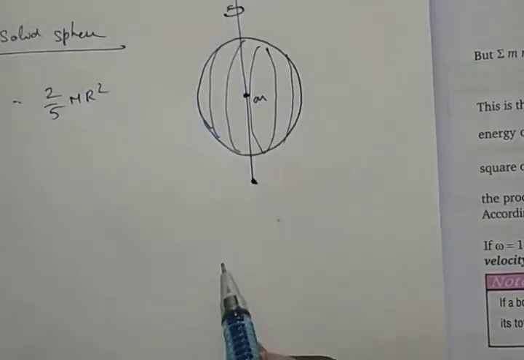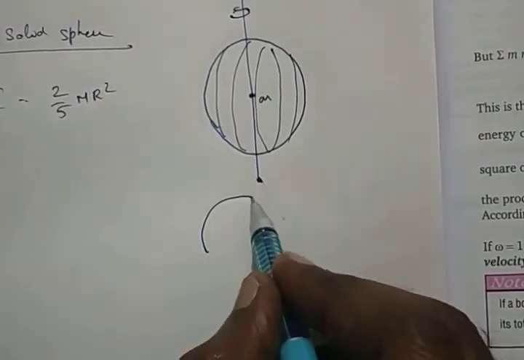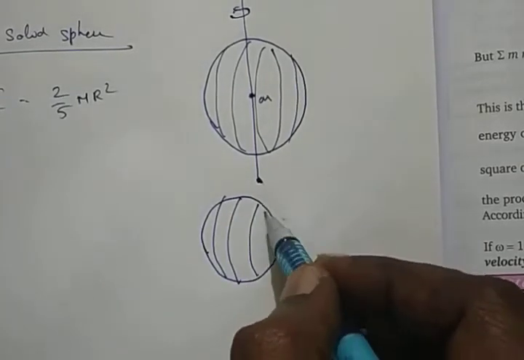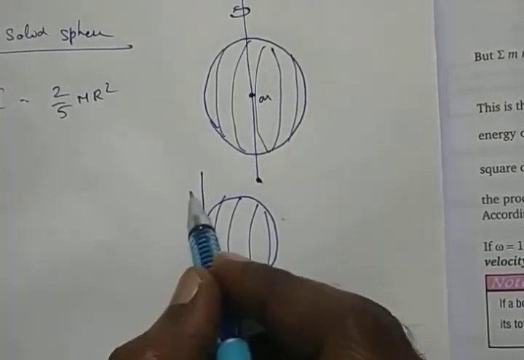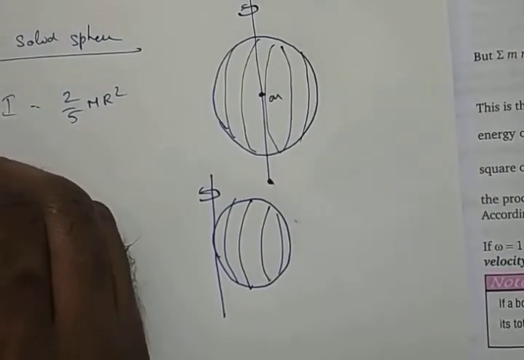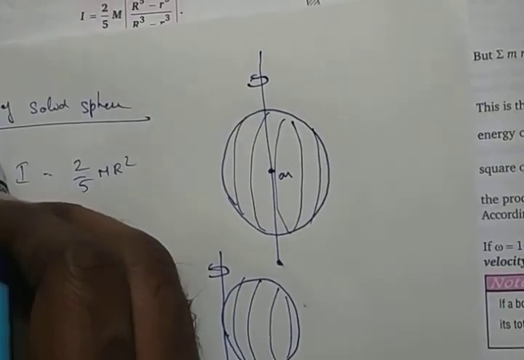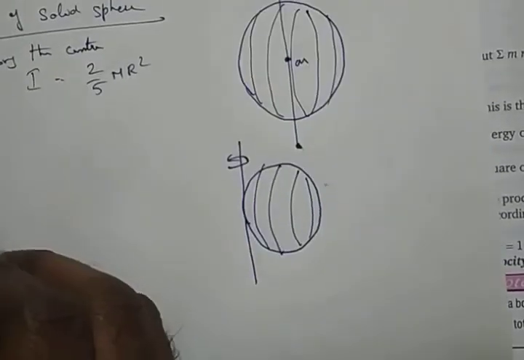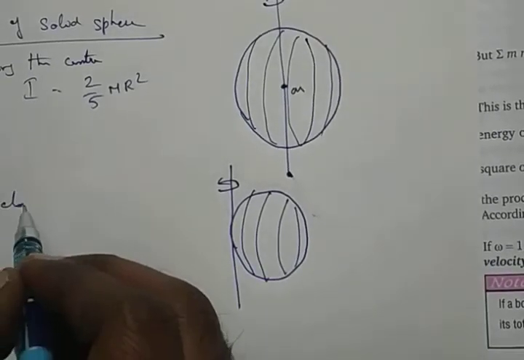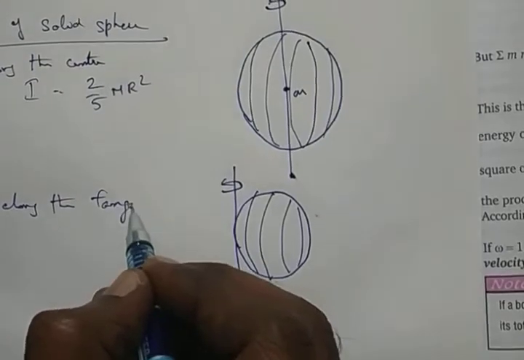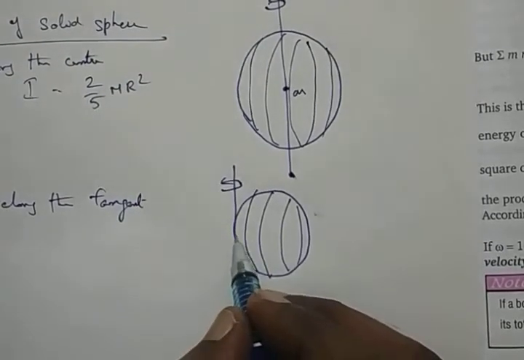Alright, and the same cylinder, if you are going to have it, this is the one, and you have it along the thing. A part is along the center, B part is along the tangent. If you are going to have it along the tangent, what will happen here?